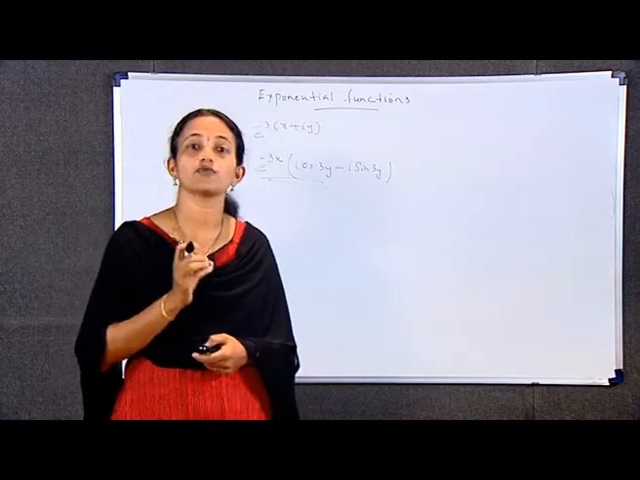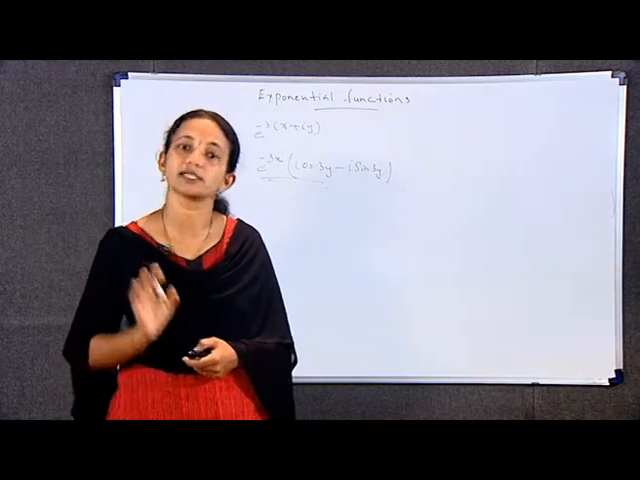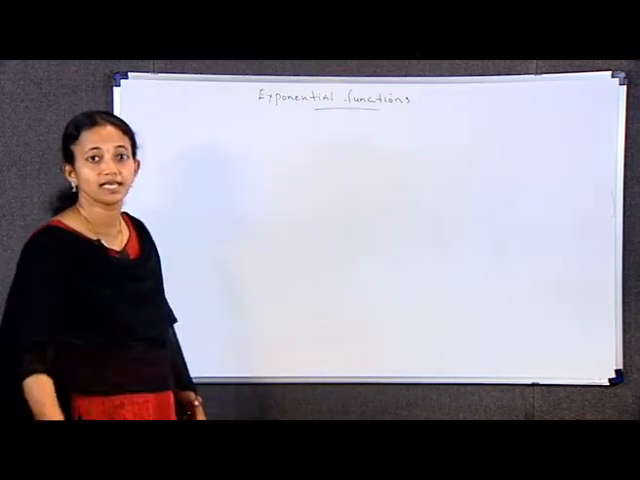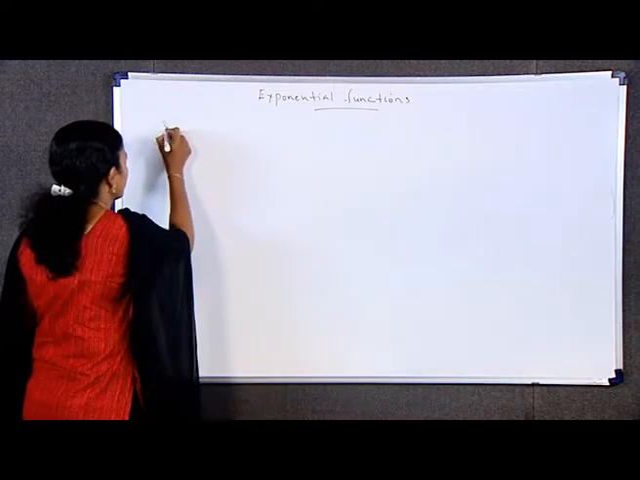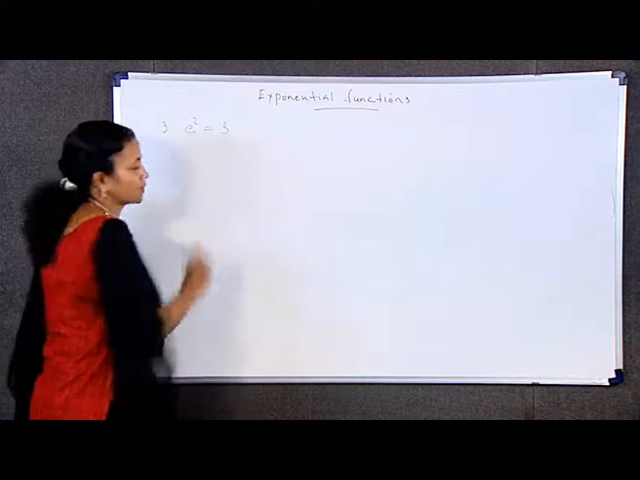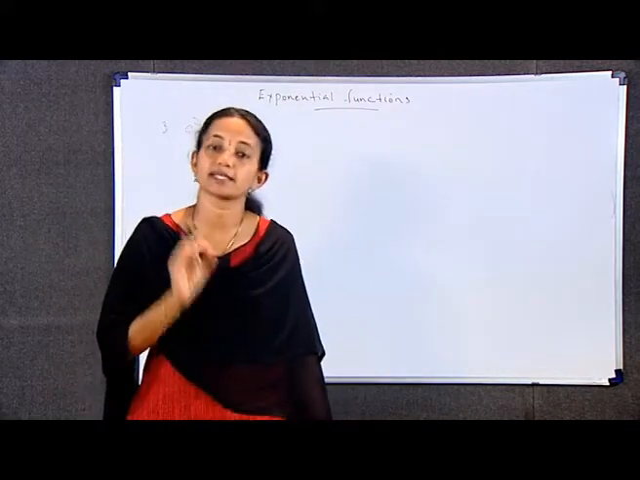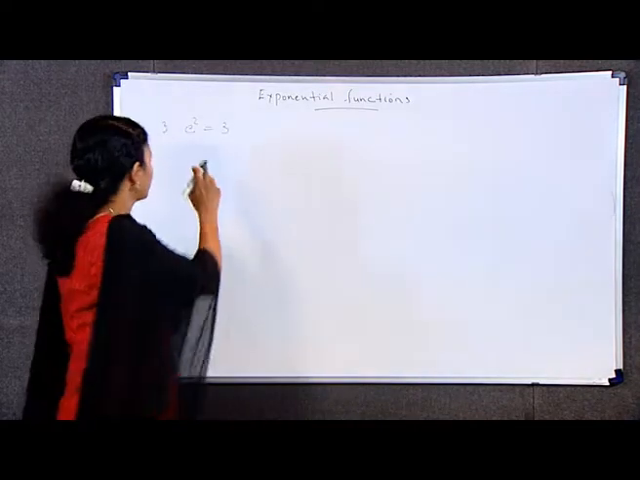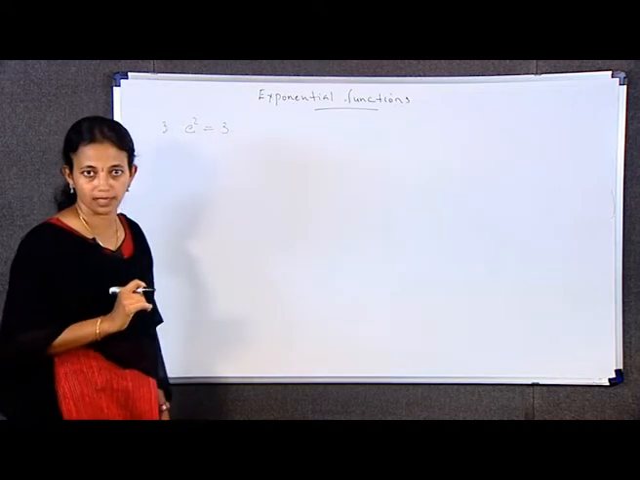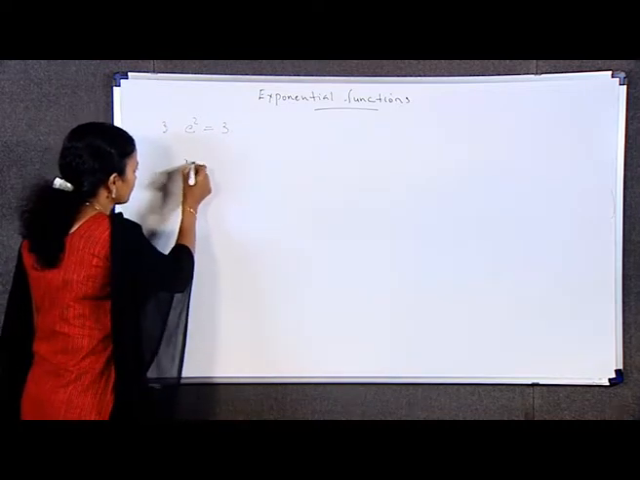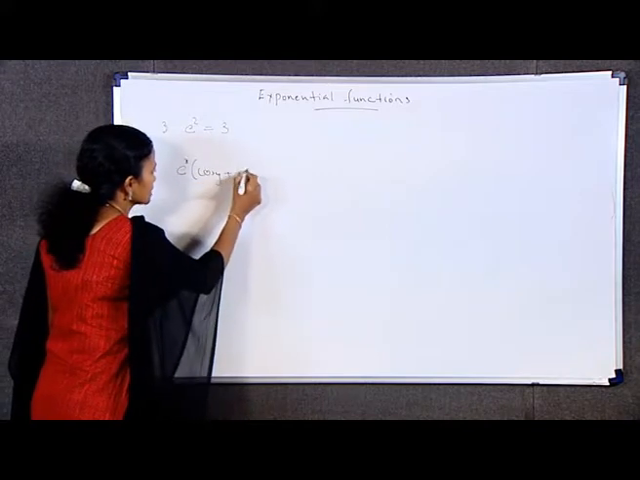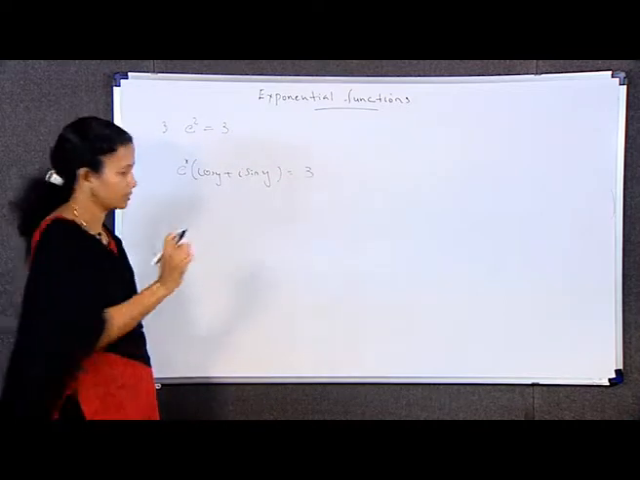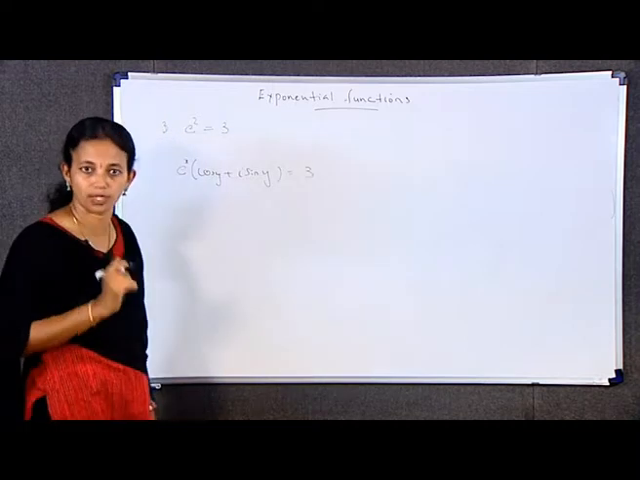Next example, we have to find the solution of the equation e raised to z is equal to 3. Here first you take z is equal to x plus iy. Then what we have, e raised to z is equal to 3 implies what? e raised to x plus iy is equal to 3. That is, e raised to x into cos y plus i sin y is equal to 3, which implies what?